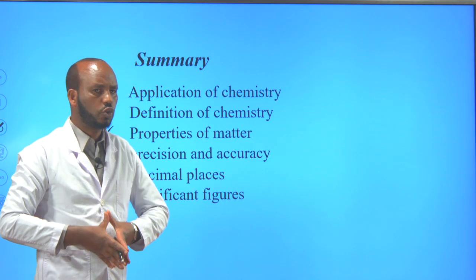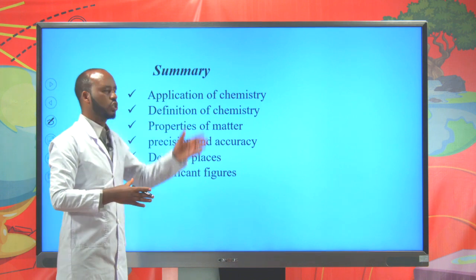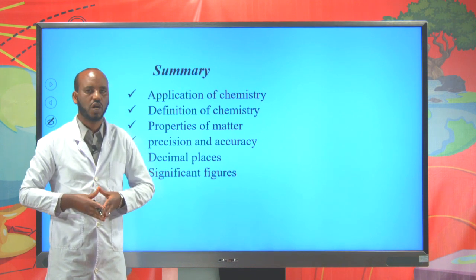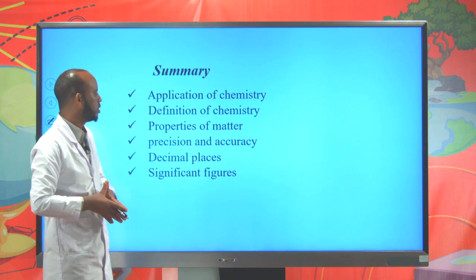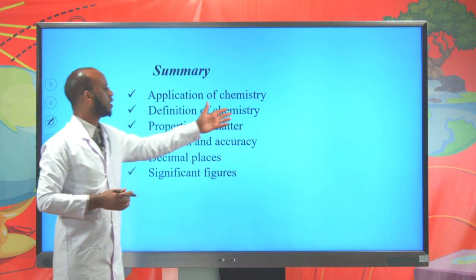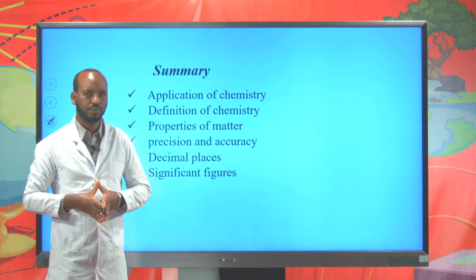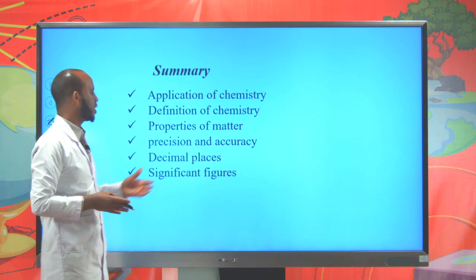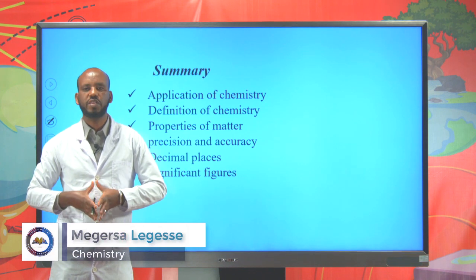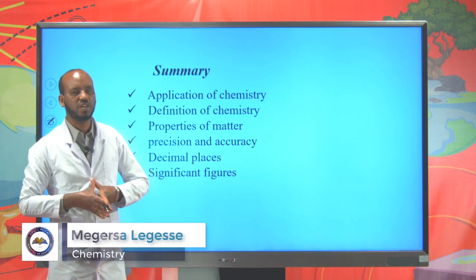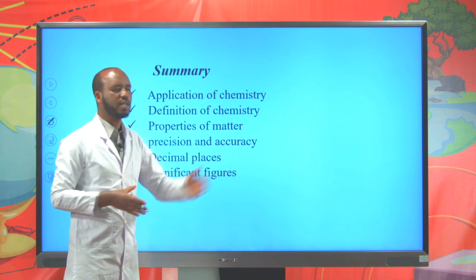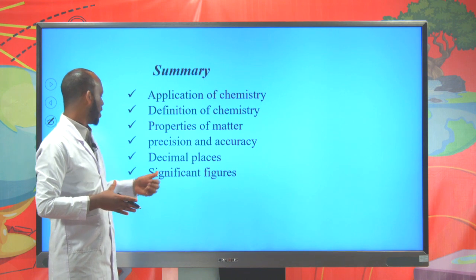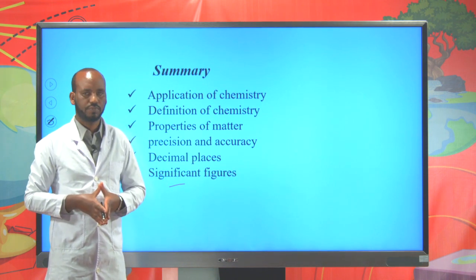Students, in our today's lesson, we discussed applications of chemistry. As we said, chemistry enables us to make all materials around us. We defined chemistry. Chemistry is the science that deals with matter and the changes that it undergoes. We discussed properties of matter. There are two physical properties of matter: intensive and extensive properties. We learned precision and accuracy. We learned decimal places. We defined significant figures.